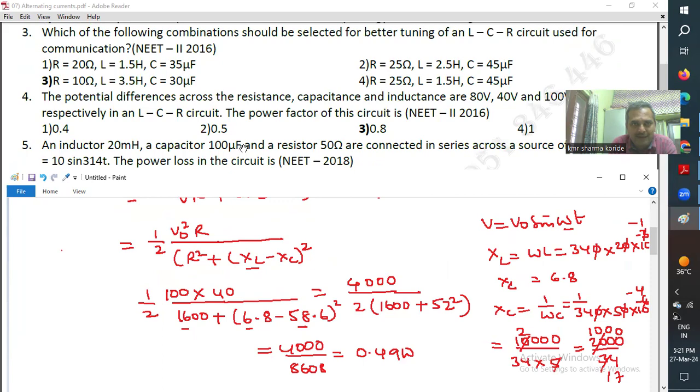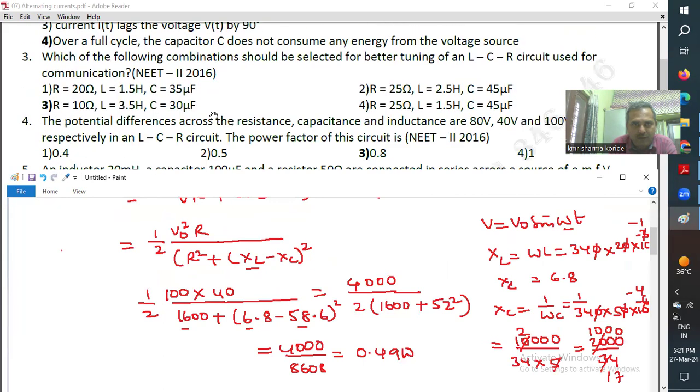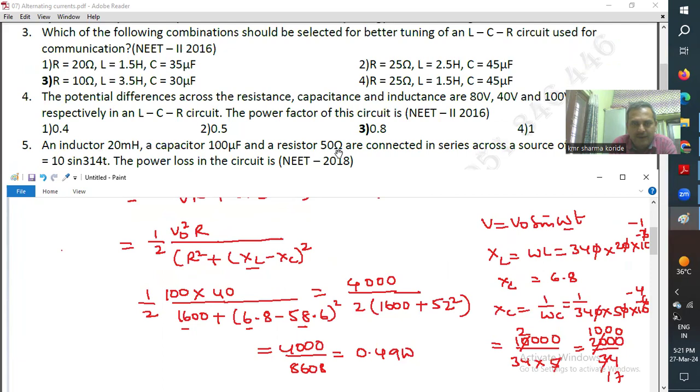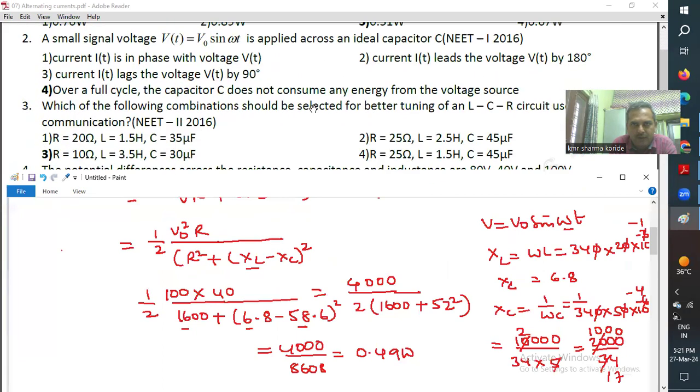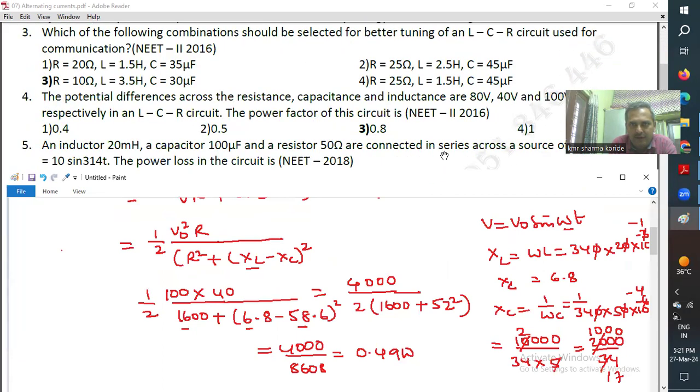Capacitor is changed as 100 microfarad. Earlier it was 50 microfarad only in the first question. Resistance, they made it as 50. So earlier it was 40. So only values are different. So the approach is the same, same formula.